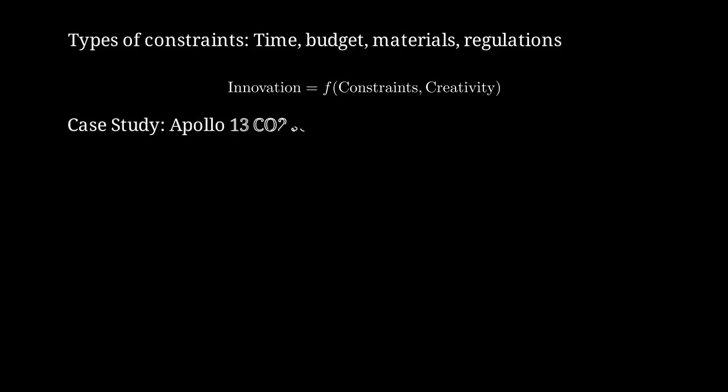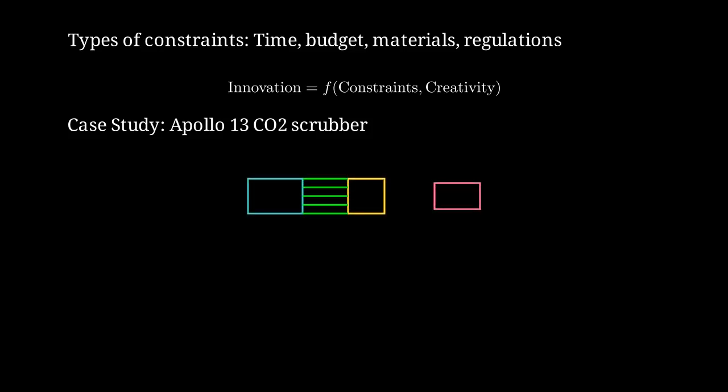The Apollo 13 mission exemplifies constraint-based innovation when engineers had to build a CO2 scrubber from limited materials. Engineers combined available materials in creative ways, using duct tape, cardboard, and plastic bags to save the crew.